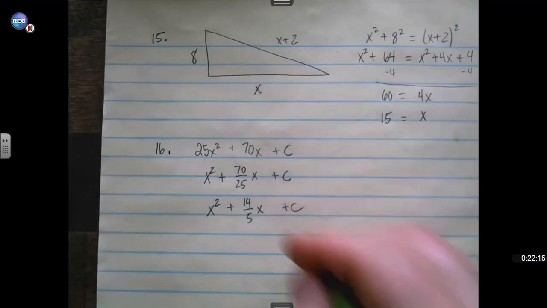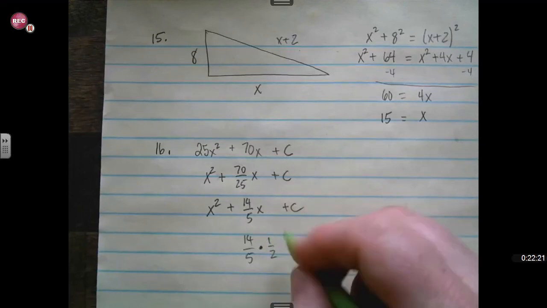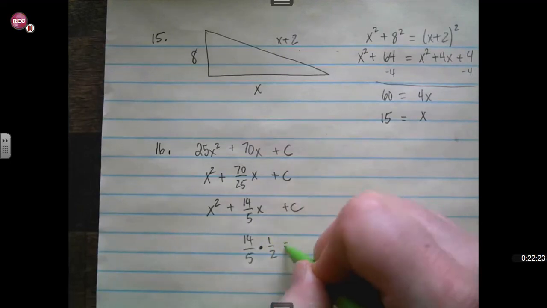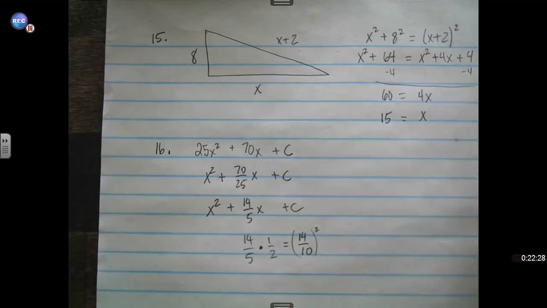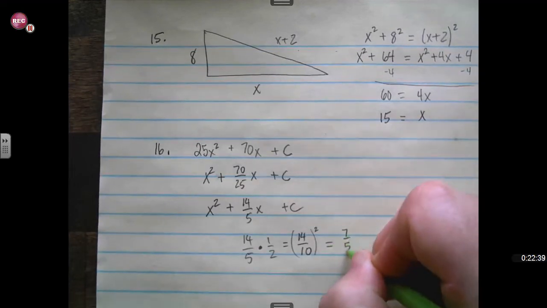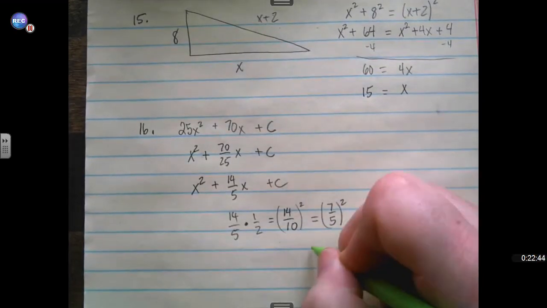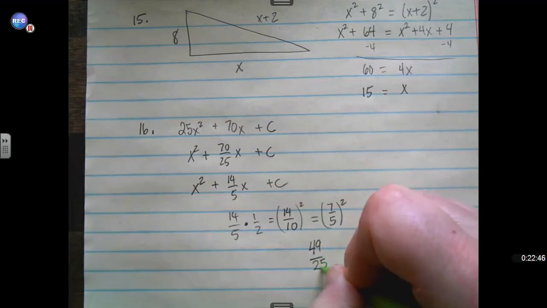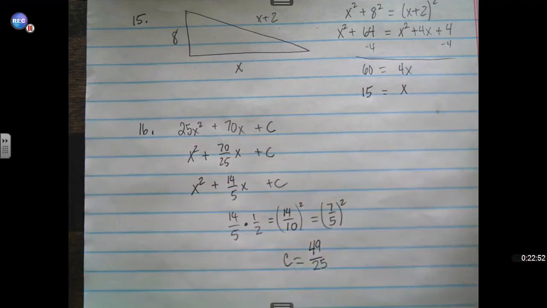Now this is when I take half of the coefficient. So I get 14 over 10. And then I square that. And actually I should reduce that. 14 over 10 is 7 over 5. Okay, and I square that, and that's what my value of c should be. The answer here is 49 over 25 is what c should be to make that a perfect square trinomial.